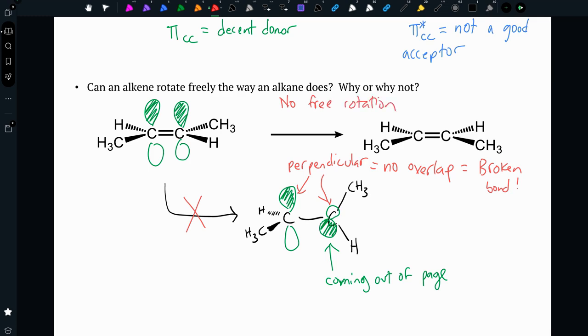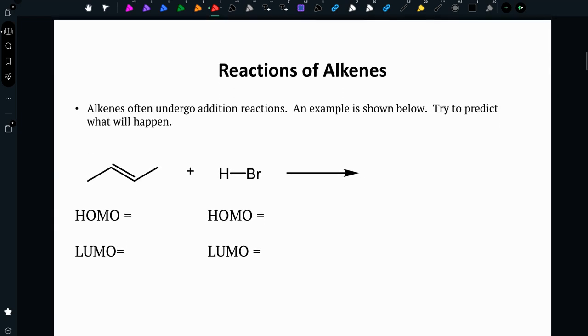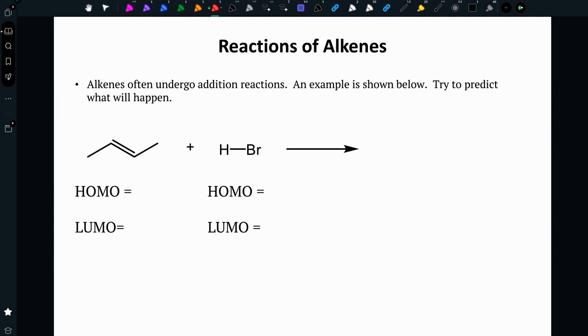And in Module 7, we looked at the implications of that, and that's why we get E and Z alkenes as isomers. So that's just a reminder. Let's look at the typical type of reaction for alkenes, and that's going to be the focus of this module. All right. So we've already said that for an alkene, the HOMO is pi CC, the LUMO is pi star CC.